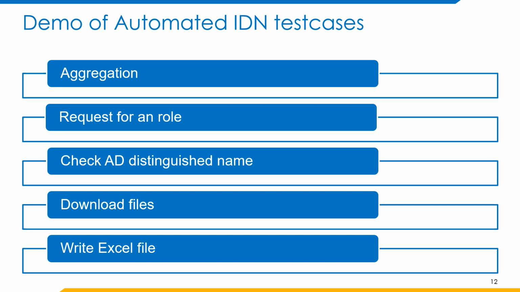Next, we are going to see the aggregation to fetch the accounts. Next, we will have a look on how to request for a role, and then we are going to see whether attributes are created in the correct format. Next, let's discuss how we can download the files for auditing purpose. The execution of the test cases we will discuss in the demo presentation.